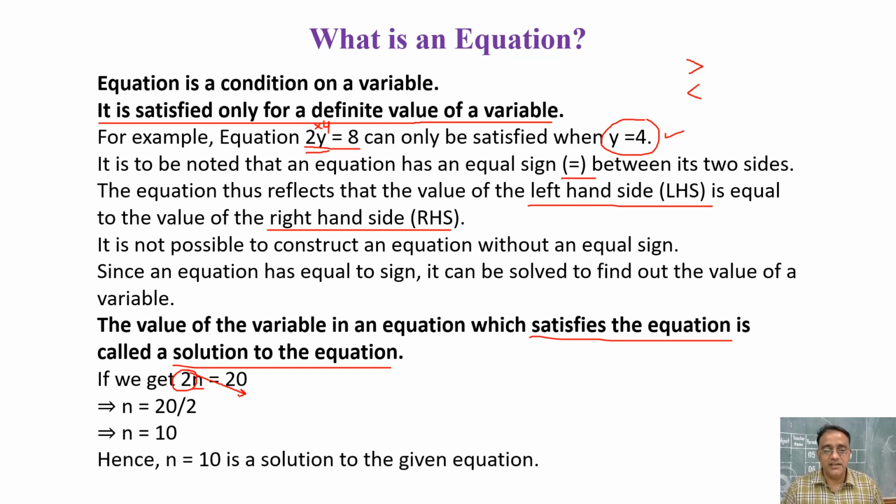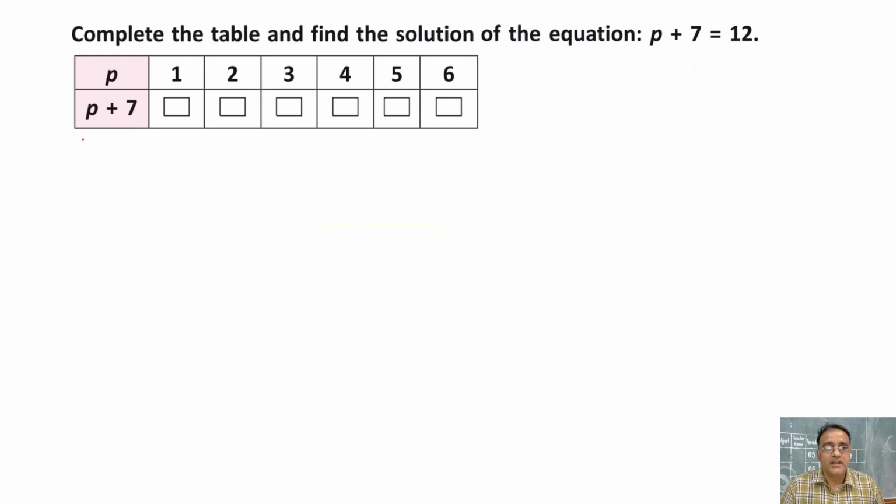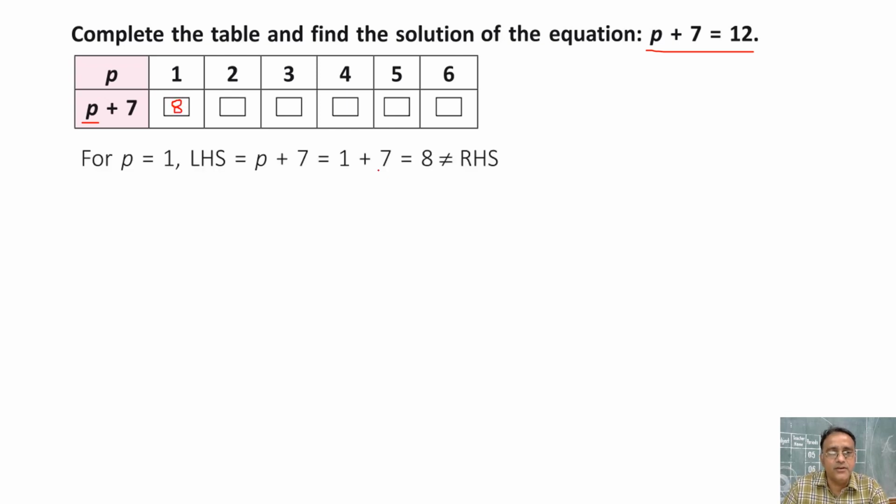Now we'll see one example. Complete the table and find the solution of the equation p plus 7 is equal to 12. First we substitute 1 in place of p. If we substitute 1 here, we are getting 1 plus 7 is equal to 8. Now if we substitute p is equal to 2, we are getting the value of this expression as 9, right? Again 9 is not equal to RHS. What is RHS? 12. 12 should come, right?